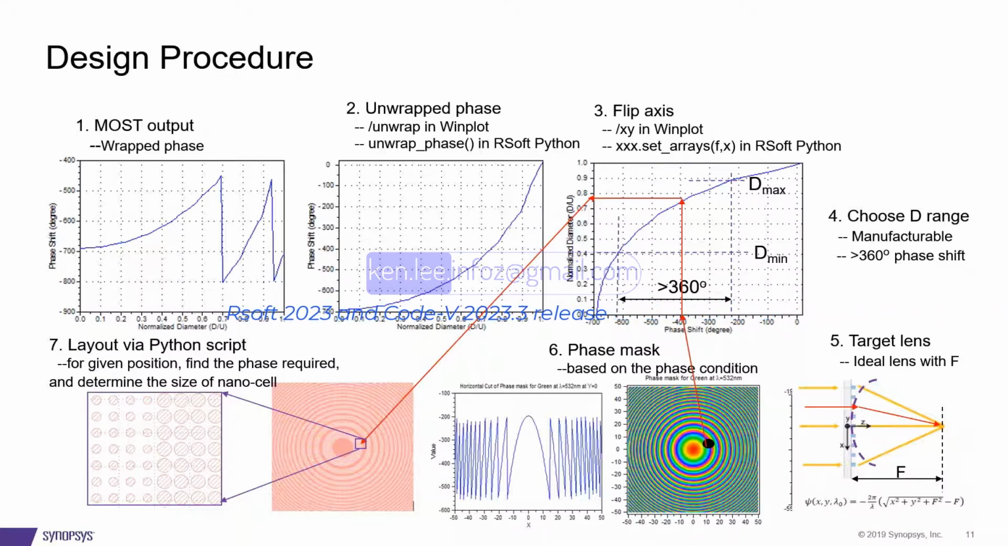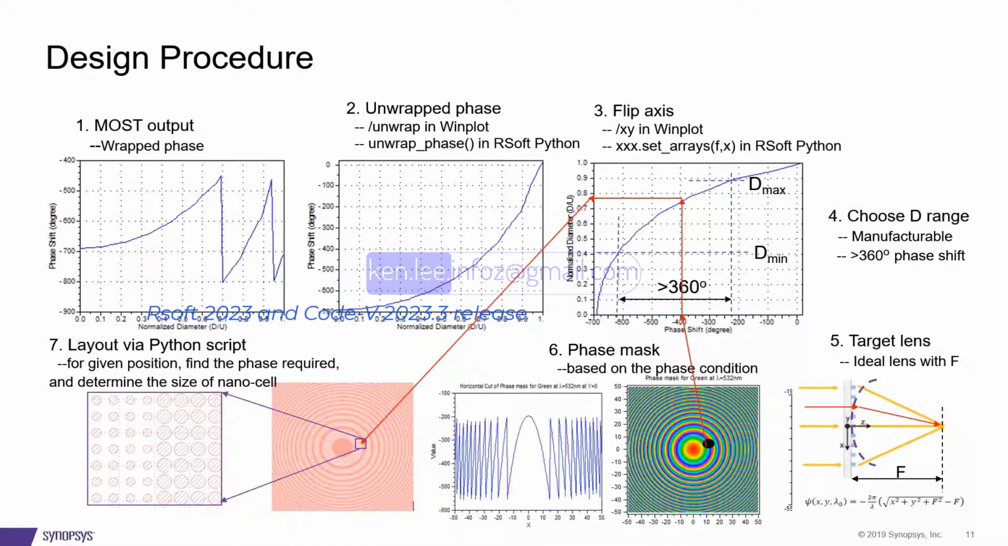The direct output is wrapped phase within 360 degrees. To use this design as a curve, we need to further unwrap the phase to make it a single value function. So this is done in this example by using WinPlot, but it can also be done easily with the RSoft Python library. Now on step 3, on the right side, we reverse the function to make the diameter a function of phase. So once again, this can be done in WinPlot or by using the RSoft Python library.